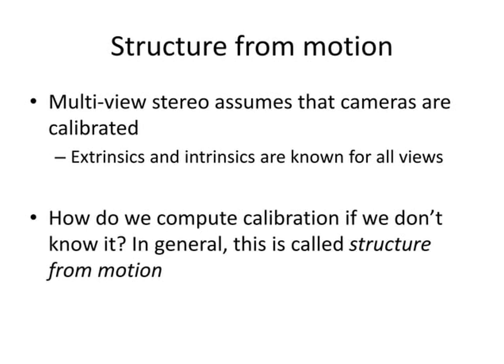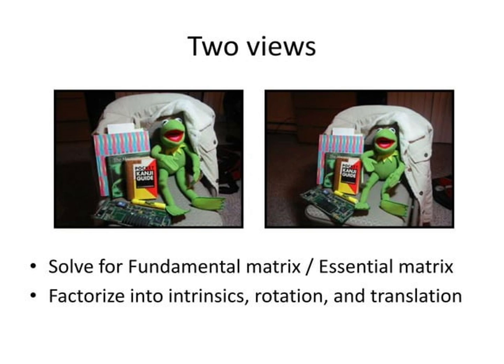Structure from motion is a multi-view stereo that assumes a camera calibrator. We have both extrinsic and intrinsic parameters that are well known for all the views. How do we compute calibration if we don't know it? In general, this is called structure from motion.